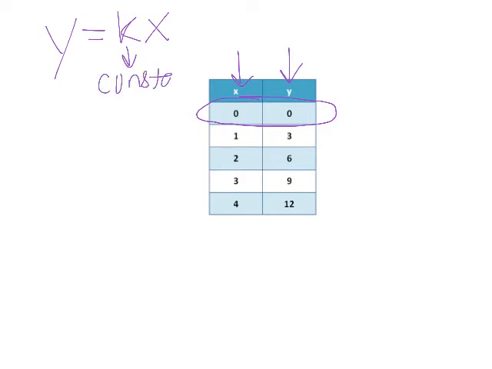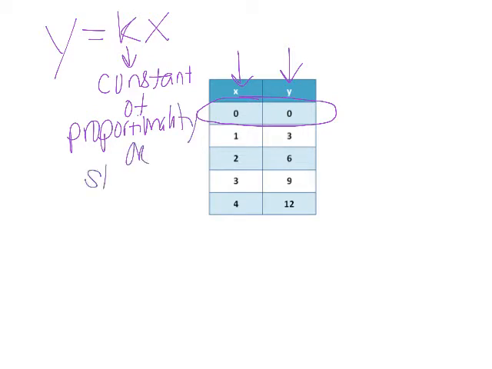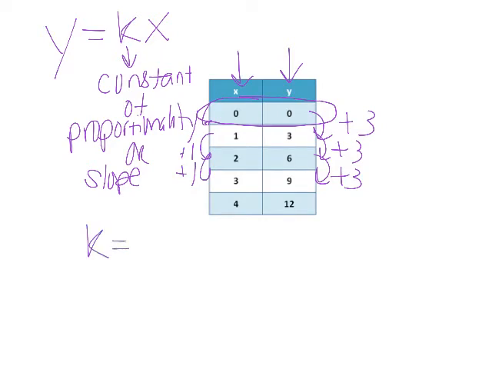So constant of proportionality, which is the same as our slope. Okay, so what's the change in y? Plus 3, plus 3, plus 3. Our change in x is plus 1, plus 1, plus 1. So our k, or our slope, is 3 over 1. So our equation is just y equals 3x.